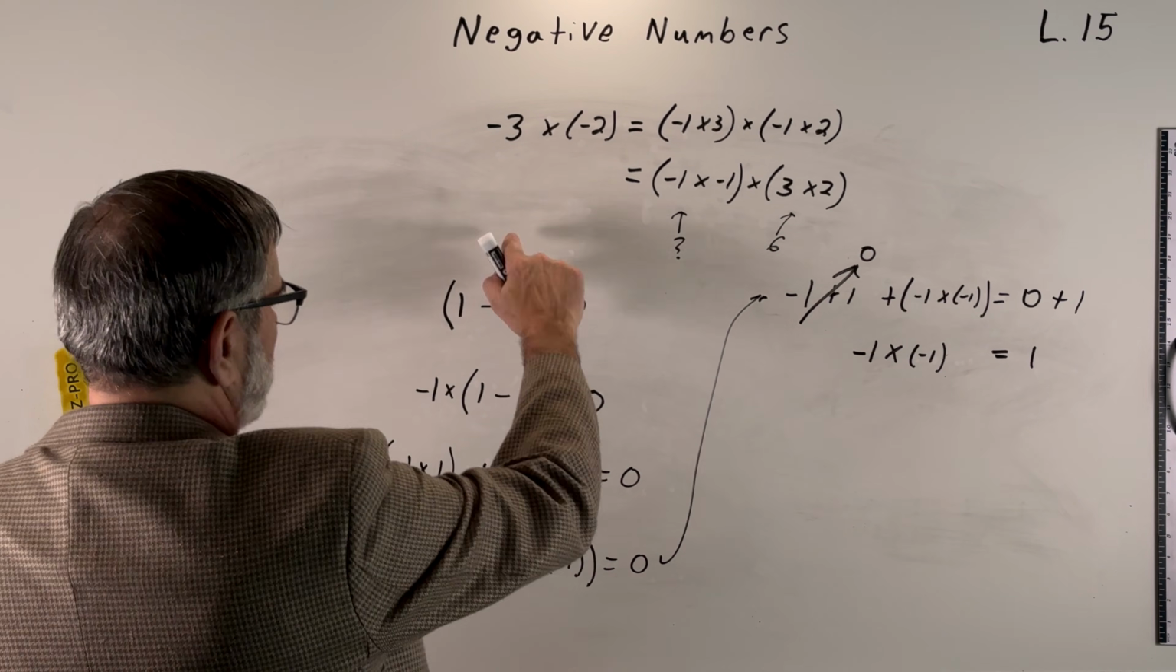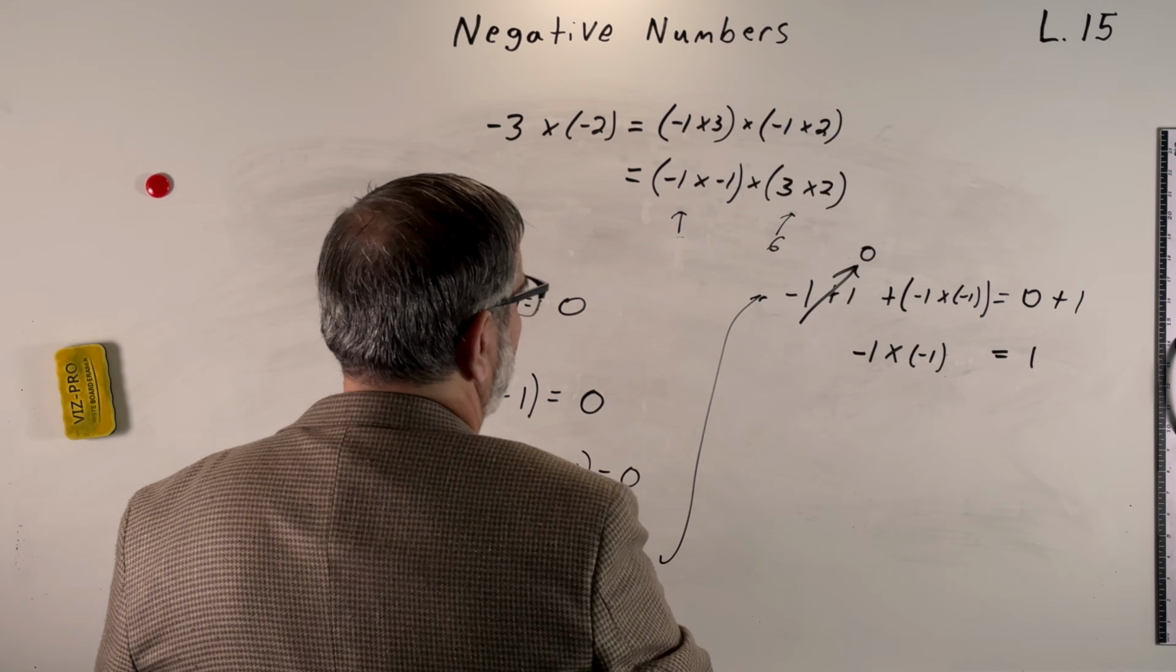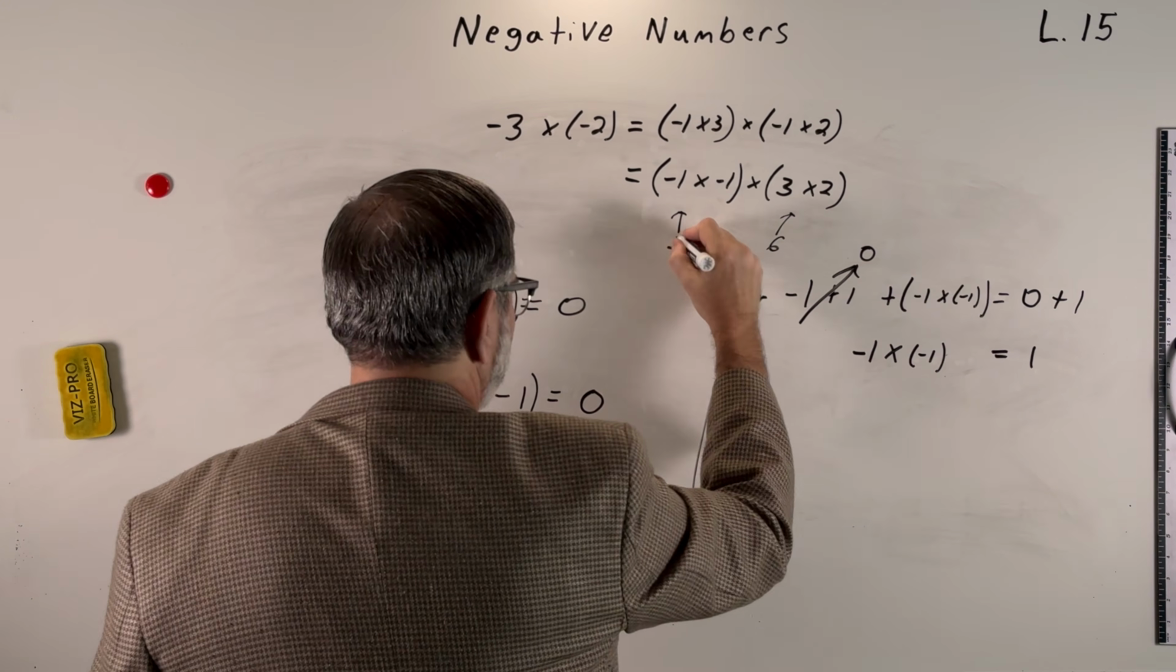Which means that minus 3 times minus 2 is plus 6. So here we can say, oh, this means minus. Oh, sorry, means plus.